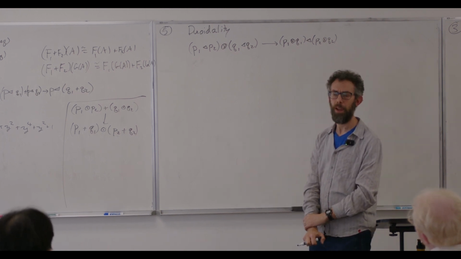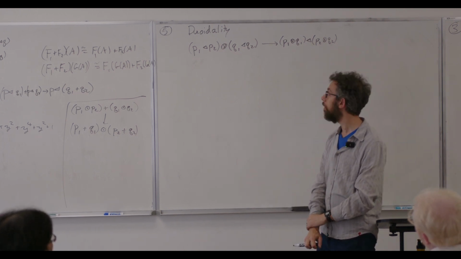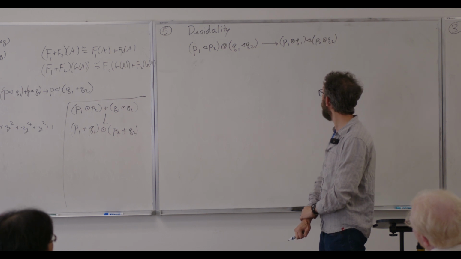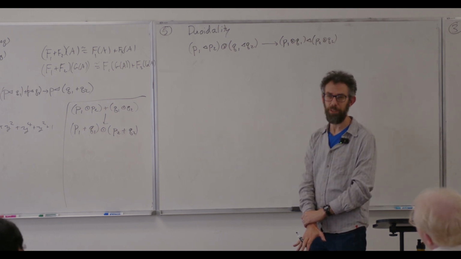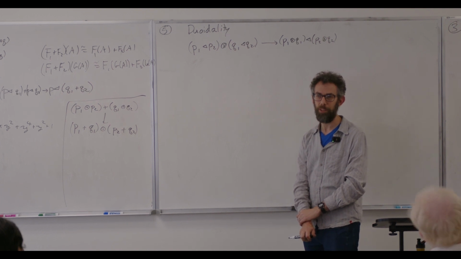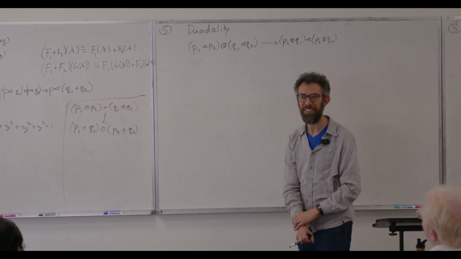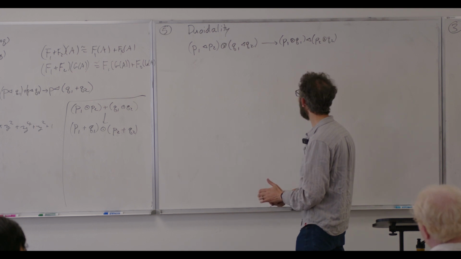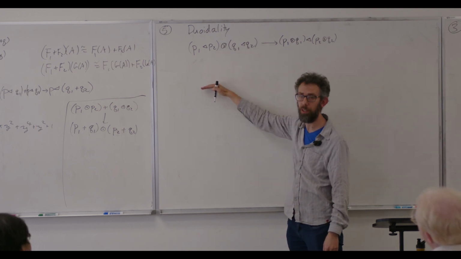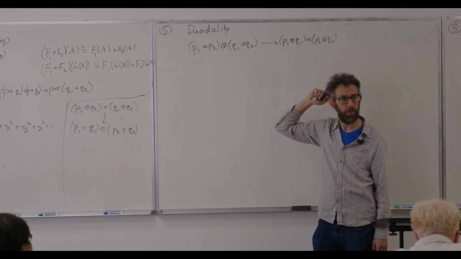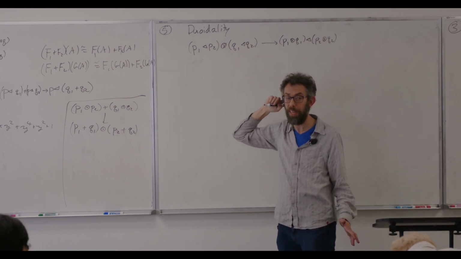Do you think there are more natural maps? I doubt there are more natural maps that work for all P1, P2, Q1, Q2. If there were, I'd be shocked to my core, as Nate would say. This is the one that works naturally over all P1, P2, Q1, and Q2. I would guess it would be the only one.